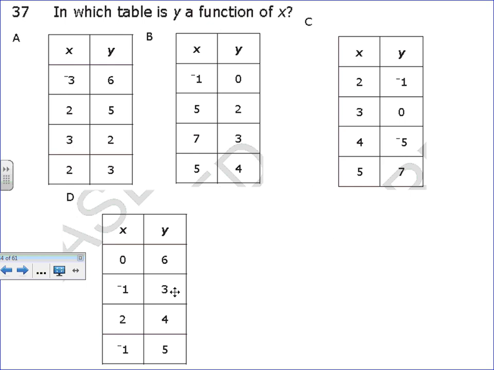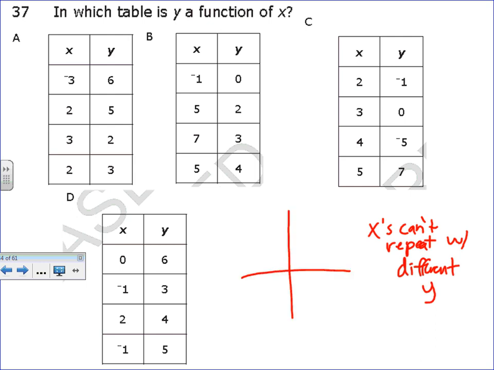The best way is to remember that if it's a function, what does that mean? Your x's can't repeat with different y values. Why? Because if I have, let's say for example, this problem right here, I've got -1, 3, -1, 4. From over at -1, I go up to 3, and then I have -1, 5. When I connect it, I'm going to have a what? A vertical line. So x's cannot repeat with different y values.